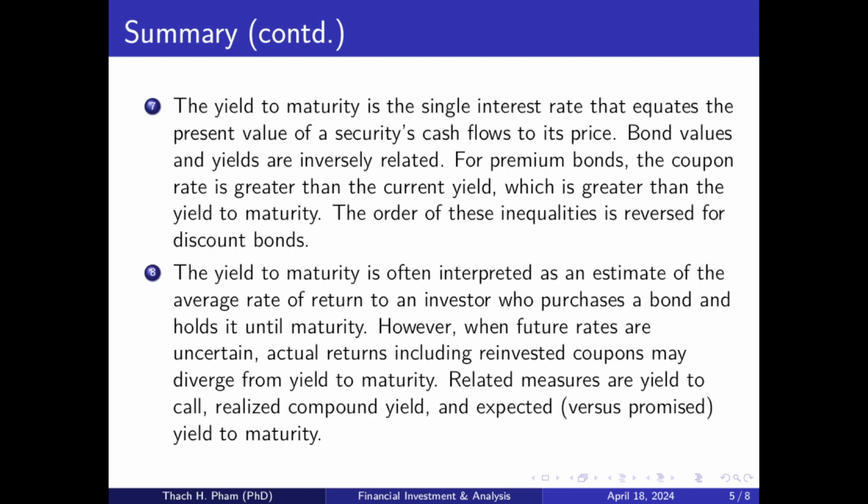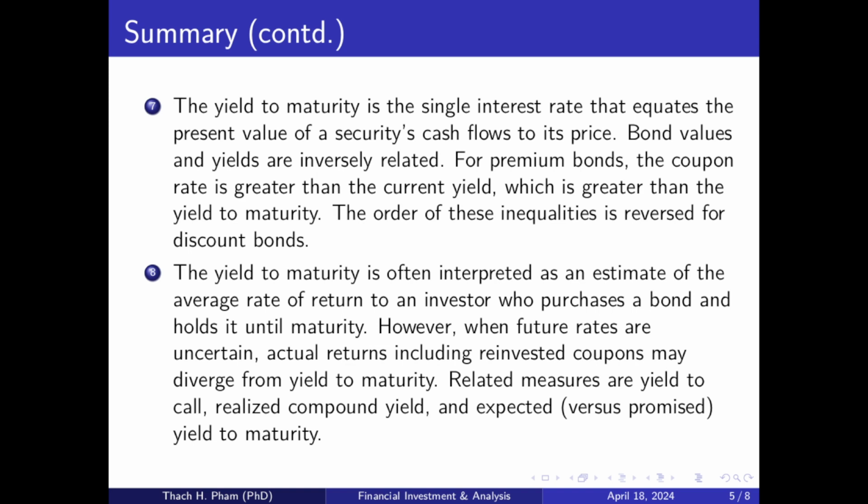Next, the yield to maturity is the single interest rate that equates the present value of a security's cash flow to its price. Bond values and yields are inversely related. For premium bonds, the coupon rate is greater than the current yield, which is greater than the yield to maturity. The order of these inequalities is reversed for discount bonds.